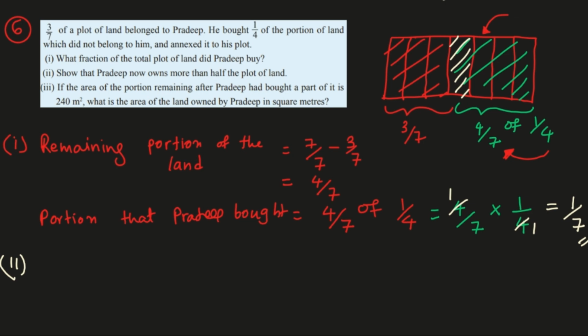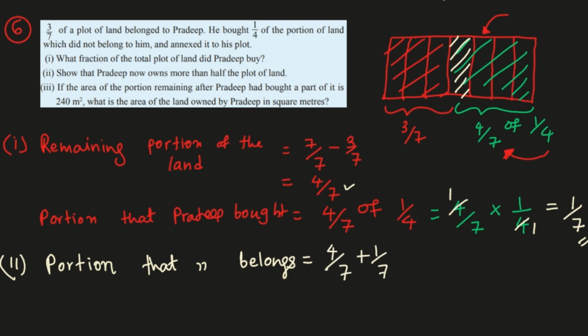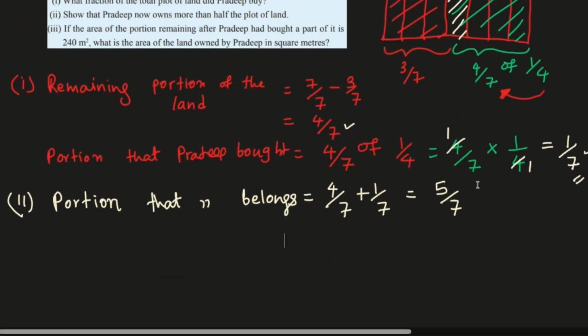Show that Pradeep now owns more than half of the plot of land. So now let's calculate the portion that Pradeep owns. What is it? You know that he already had 4 upon 7 and he bought 1 upon 7. So 4 upon 7 plus 1 upon 7, what is it? It's 5 upon 7.